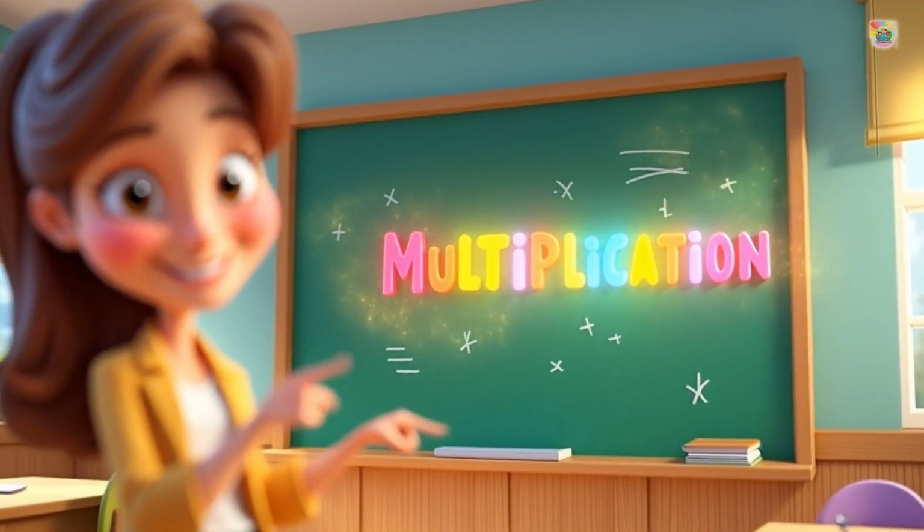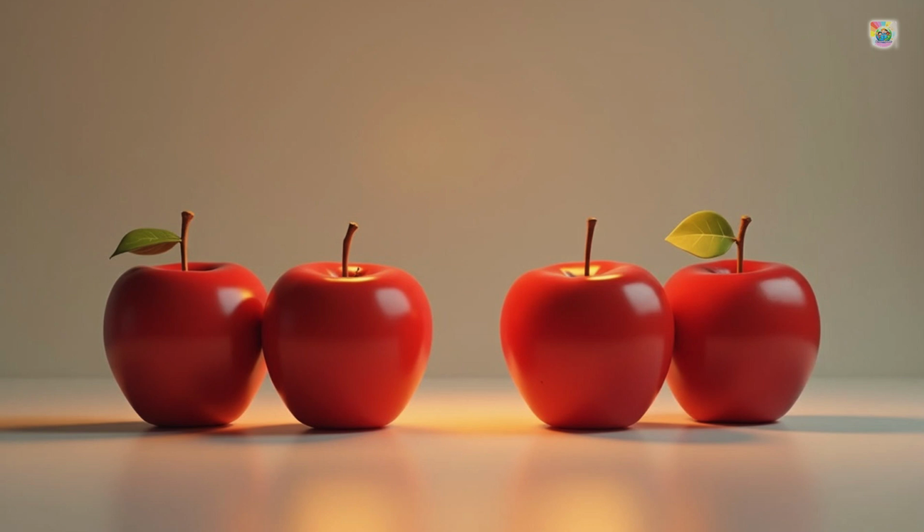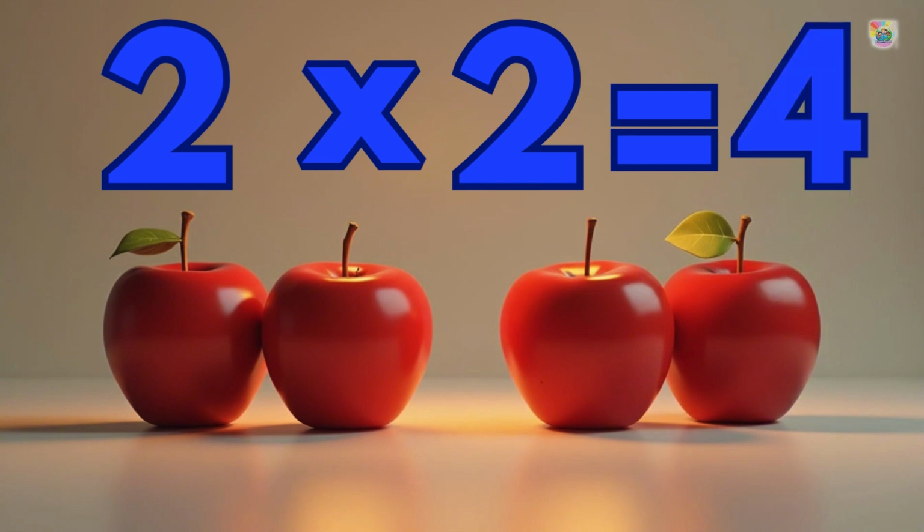Multiplication means adding equal groups together. Look, 2 groups of apples. That makes 4 apples. Instead of adding, we can multiply. 2 groups of 2 equals 4. So we write 2 times 2 equals 4.